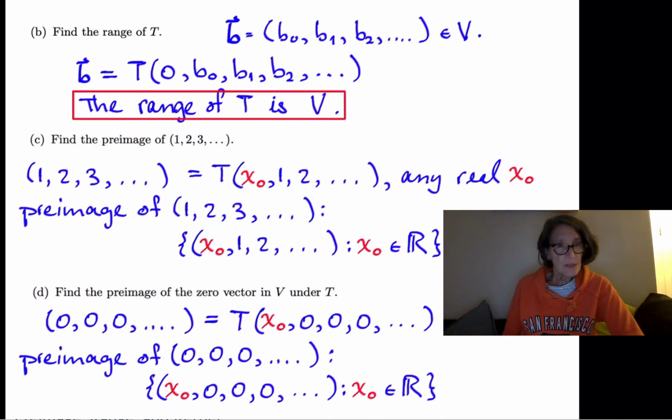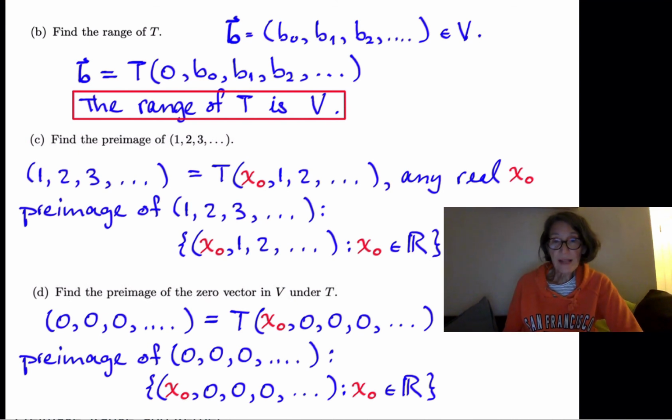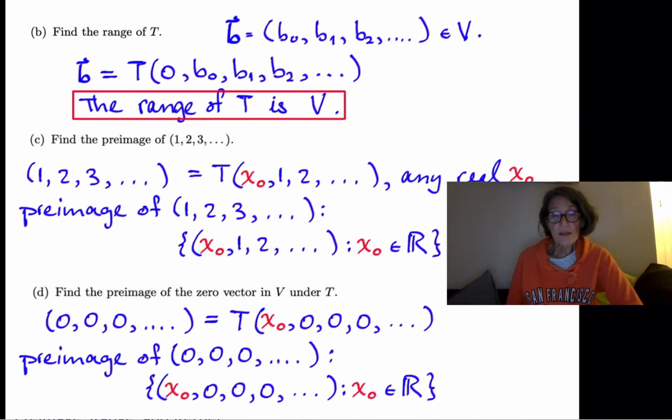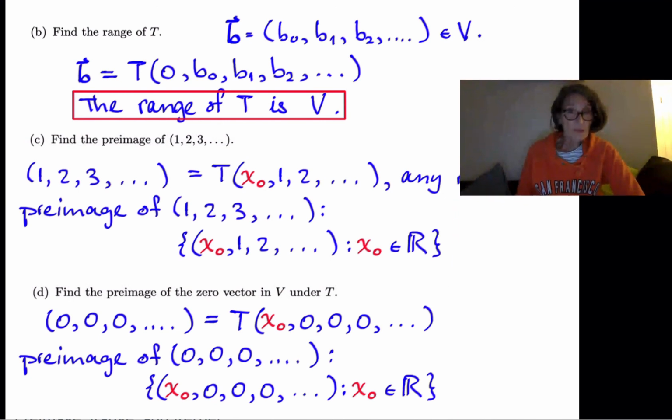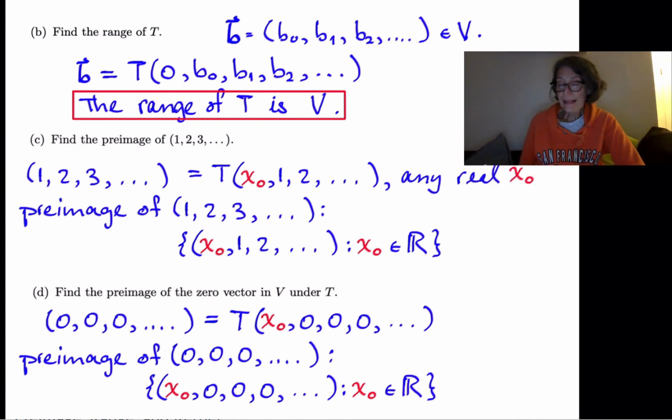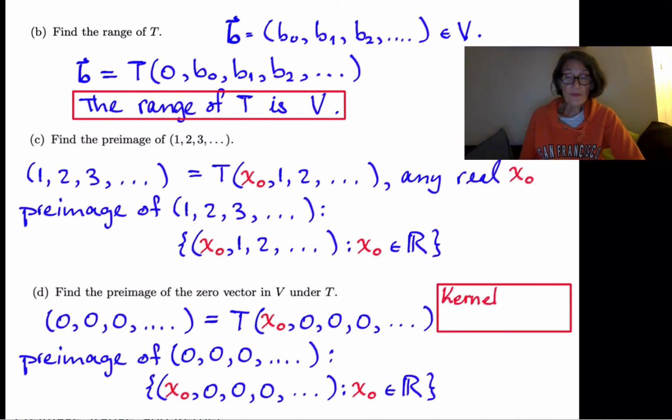But the pre-image of the 0 vector in a vector space under a linear transformation has a special name. The set of all vectors in V that get sent to the zero vector in W, in some other vector space, under a linear transformation, that set is called the kernel of the transformation. This set in part D here is called the kernel of T. And it turns out, and we will see this in the next section, that the kernel of a linear transformation is a subspace of the domain of the linear transformation.